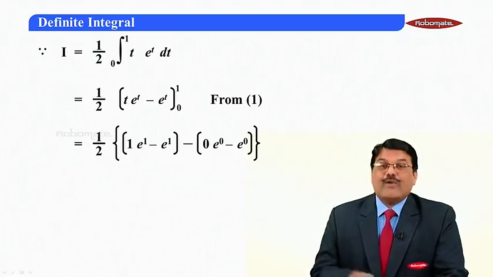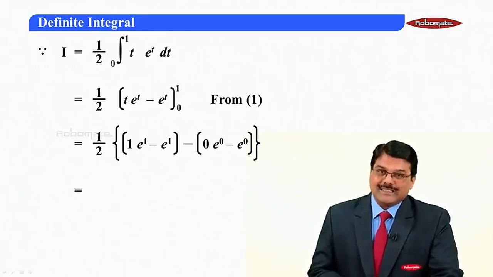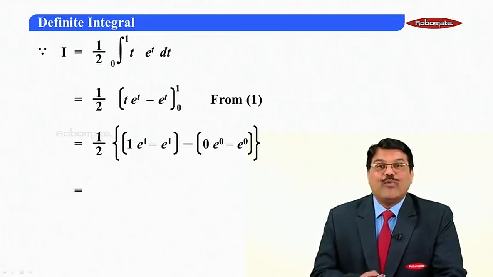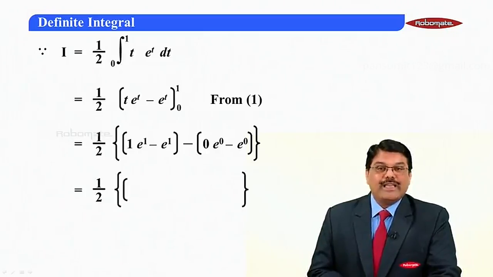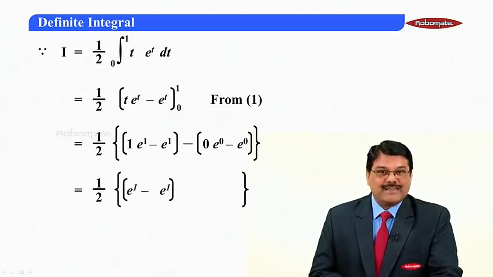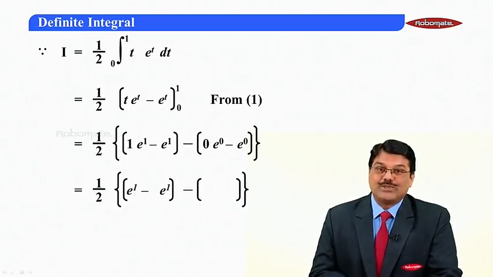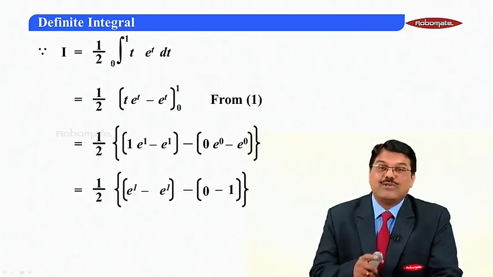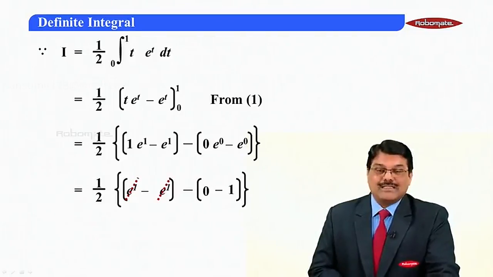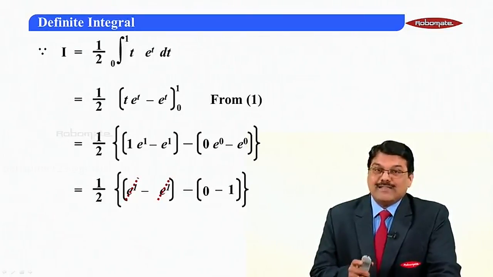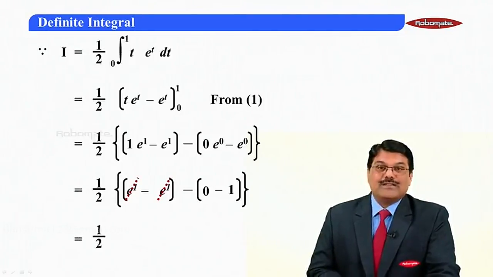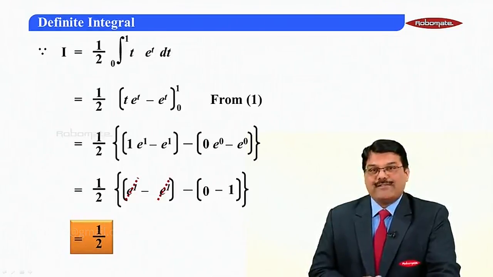Let us solve it further. What is the value of e raised to 1? That is e. And e raised to 0 is what? 1. So it will become e minus e in the first bracket, correct? Whereas in the second bracket, 0 into anything becomes 0. So it will be 0 minus e raised to 0, whose value is 1. So e minus e will get cancelled in the first bracket. So here the final answer will be half, right?